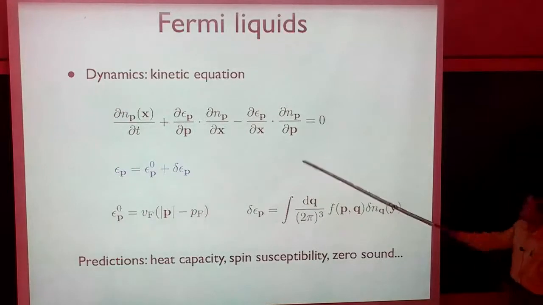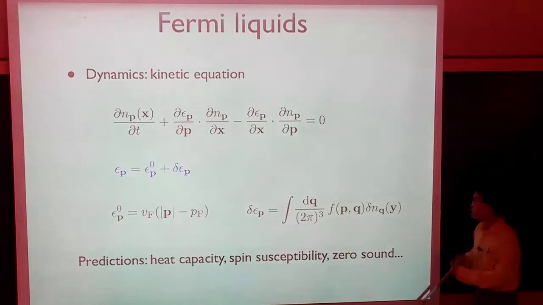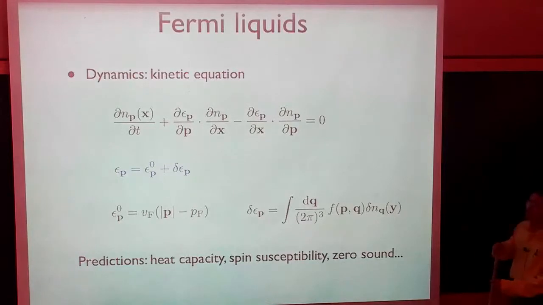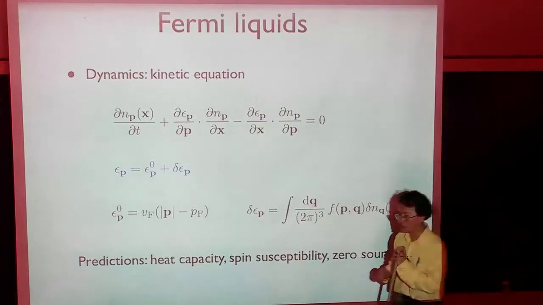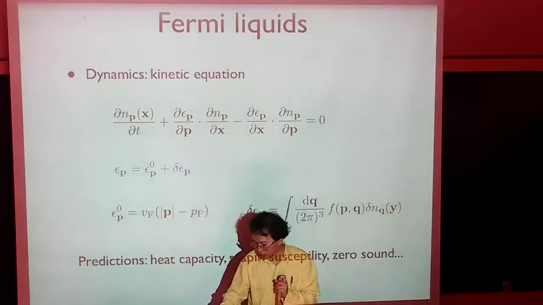And this theory is very simple, and this theory has a lot of predictions. One can compute the heat capacity, the spin susceptibility, the velocity of zero sound, and get predictions that one can check, in the case, for example, of helium 3.